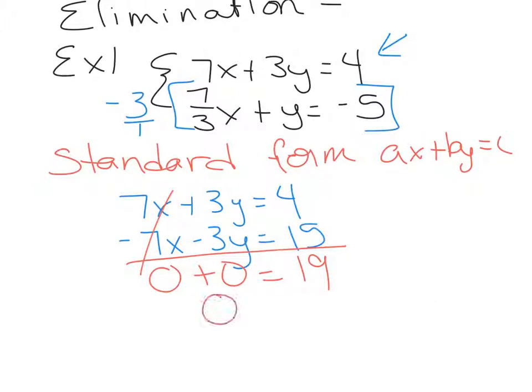All right, so basically this is a statement that says 0 equals 19. Well, I don't know if you guys remember this from a couple sections back. We looked at that chart that said when you get a false statement like this, 0 does not equal 19. 0 can never equal 19. This does not mean that x equals 0 and y equals 19. The x and the y are gone. When you get a false statement like this, it means there are no solutions.